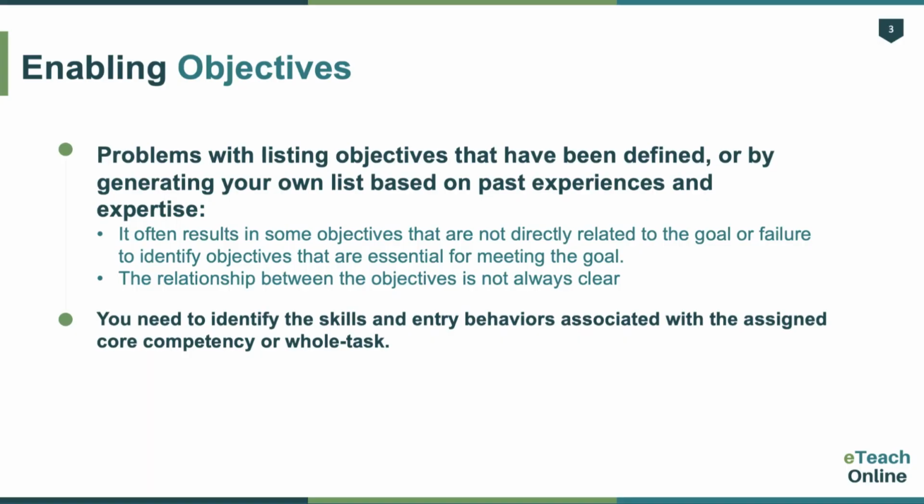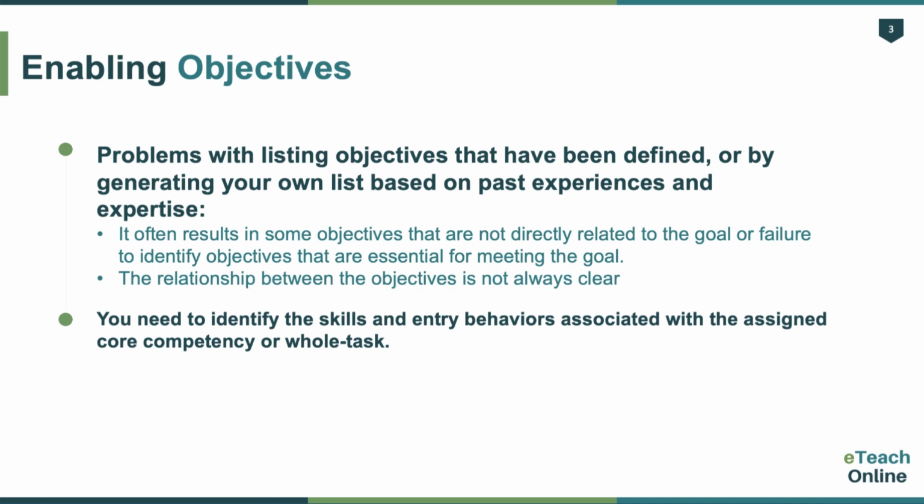Instructors often begin the instructional design process by listing objectives that have already been defined by professional organizations, state boards, accrediting agencies, and local school districts, or by generating their own list based on their own past experiences and expertise. The problem with this approach is that it often results in some objectives that are not directly related to the goal or failure to identify objectives that are essential for meeting the goal.